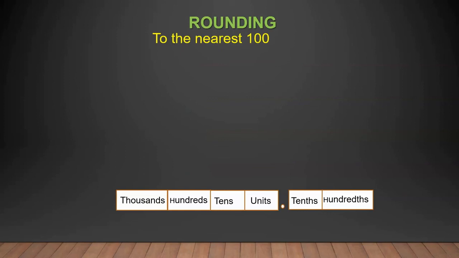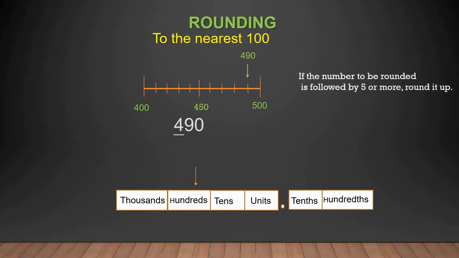So next we're going to round off numbers to the nearest 100. That's the hundreds place value, and we have 490. 4 is in the hundreds place. So we're going to round it off either to 400 or 500. So in the middle is 450. 4 is followed by 9, which is greater than 5, which is also nearer to 500. So we're going to round up 490 to 500.